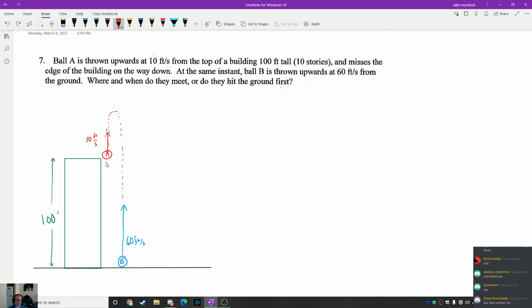And I'm drawing it as if it's kind of going in a parabola, but really it's going straight up and straight down, okay? I'm doing this just so that they can hit each other. But it's thrown straight up, and it falls straight down. At the exact same moment, the same time that A leaves the top, B leaves the bottom, thrown upwards at 60 feet per second.